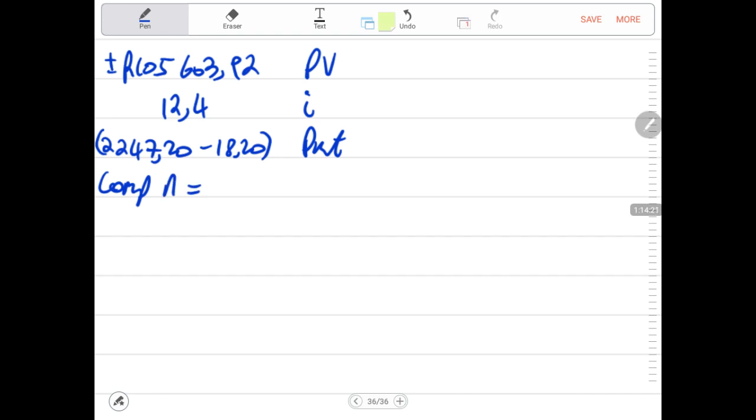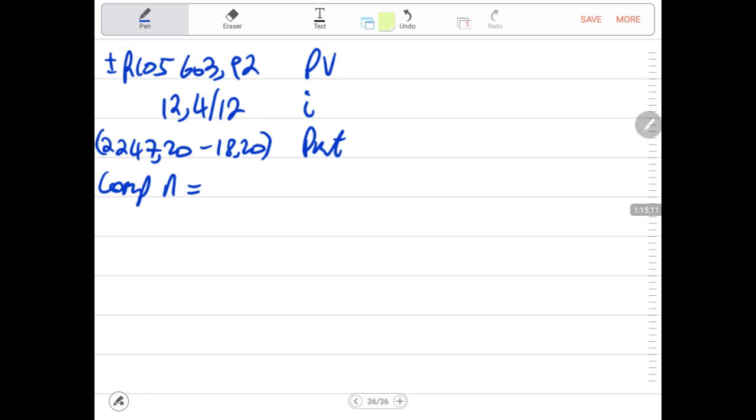So now we definitely have to clear our screens. Second function alpha 00. 105,603.92 is my present value, plus minus present value. Then we have 2,247.20 minus 18.20 is my PMT. 12.4 divided by 12 is my interest. I'm sure some of you are like, when are you putting the divide by 12? Then that will be giving us the number of payments that are still left.